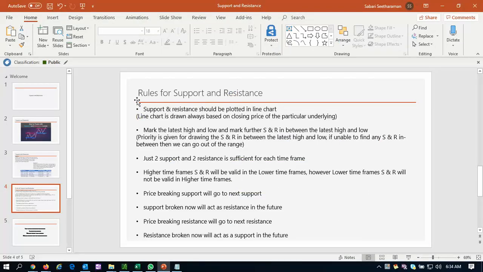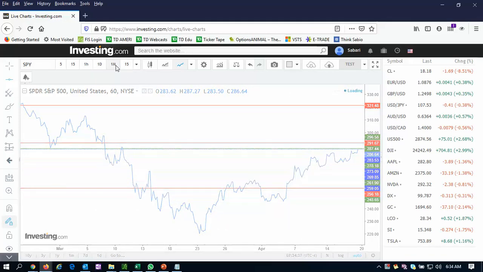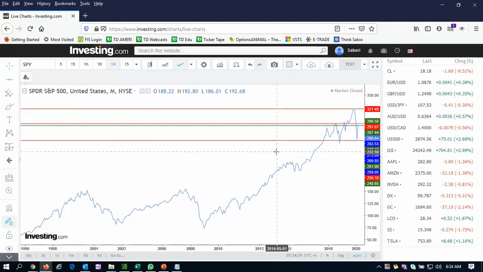Now we are doing the rules for support and resistance. Support and resistance should be plotted in a line chart. In our example, if you see, we use the line chart, not the candlestick chart. Why? Because a line chart is drawn based on every day's closing price or every month's closing price, whatever it is. When we take closing price, all the noises in the market are eliminated. That's why we use line chart to draw support and resistance.